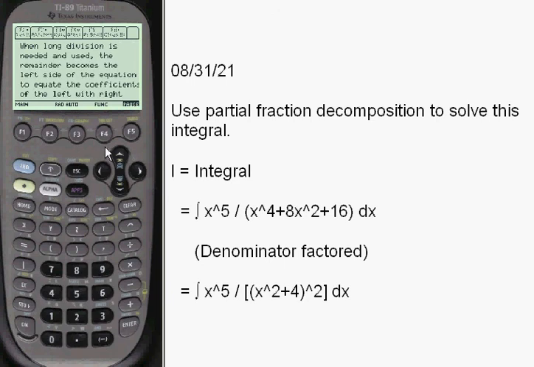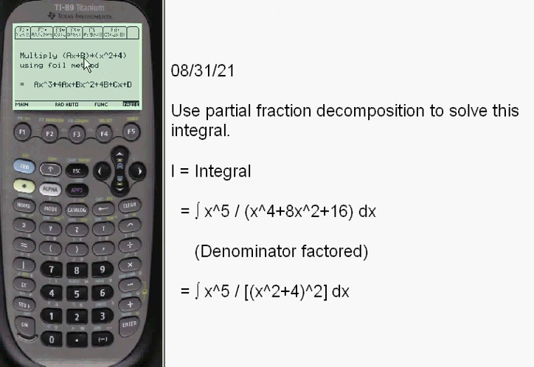Now when long division is used, the remainder of the long division becomes the numerator, where we equate the coefficients on the left side with the right side. So ax cubed minus 16x equals ax plus b times x squared plus 4 plus cx plus d. So this is the left side of the equation. Now this is the remainder, remember, of long division, and this is what our partial fractions have turned out to be. We're going to multiply ax plus b times x squared plus 4 to clean that up here now.